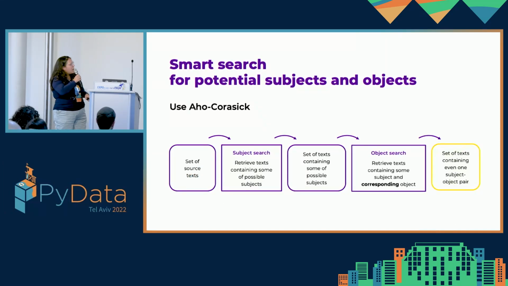So how do we use it? From the subject-object pairs I spoke about before, we prepare the list of potential subjects and the list of corresponding objects for each subject, and then we have our source text. We run the subject search and get the list of texts that contain even one potential subject. Then we run the object search and get the pieces of text that contain subject-object pairs, and then we can use them as training data.